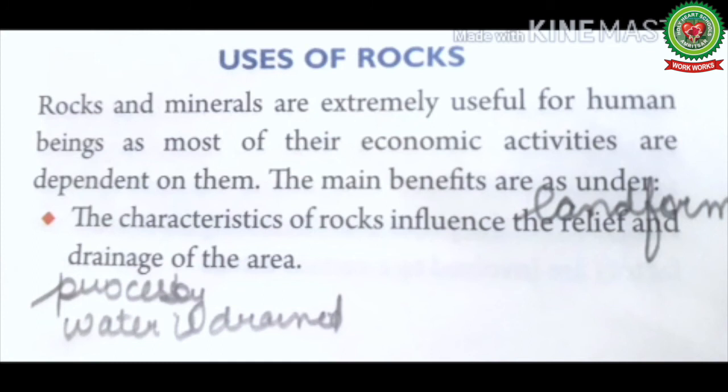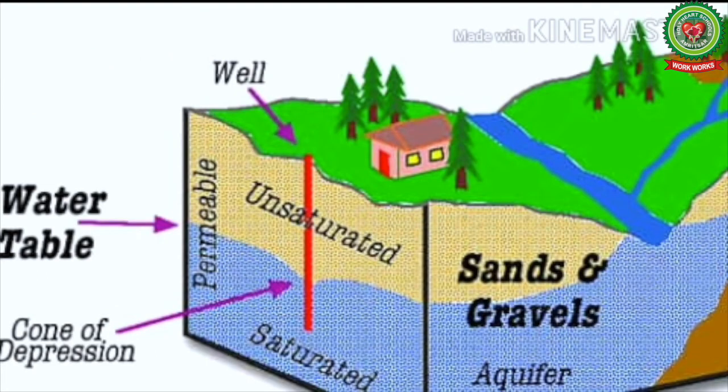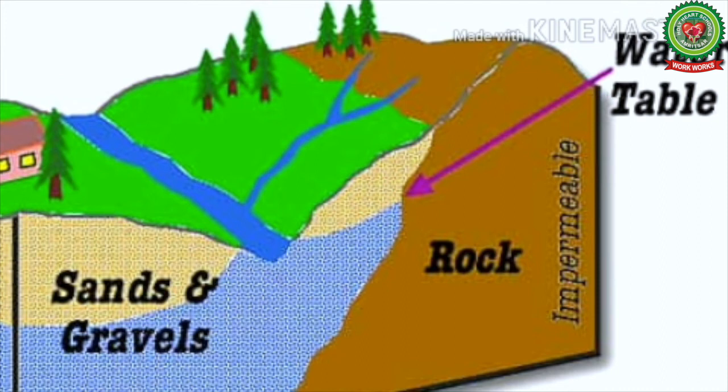For example, the places where igneous rocks are found will have hard rocks, and the places where sedimentary rocks are found will have soft soil. In the same manner, the places with porous rocks will have a high level of underground water as compared to the places with a layer of non-porous rocks.